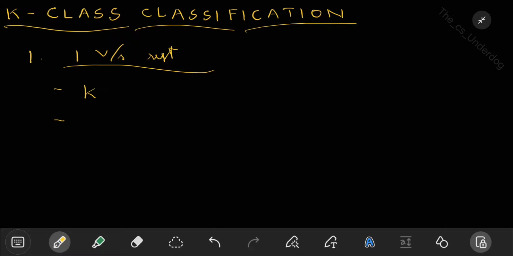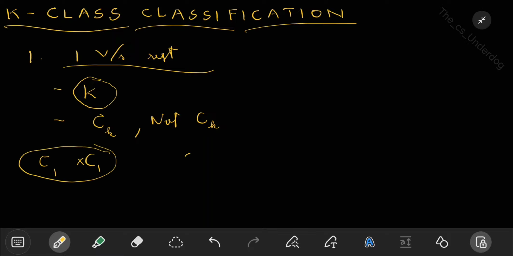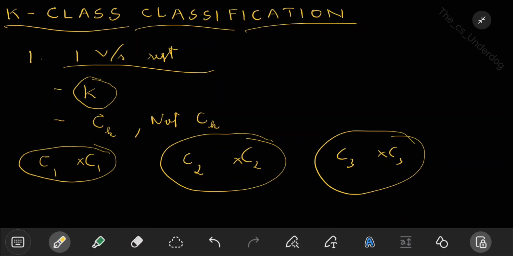That is, it would say whether it belongs to CK or not CK. It does not differentiate between each class. Instead, every single classifier is trained to identify whether it belongs to one class CK or not. So you have K such different classifiers. That is, for C1 you have a classifier which would say C1 or not C1. Then you have another classifier for C2 which would say C2 or not C2. Then you have another classifier which would say C3 or not C3, and so on up to K.